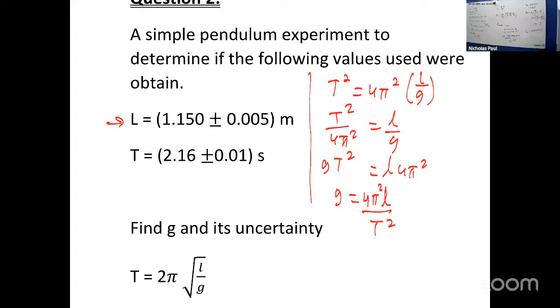Right? You have L and you have T. You don't need anything else. Right? Find the error there. I'll go on the board and do it first now. Square root. When you square root.